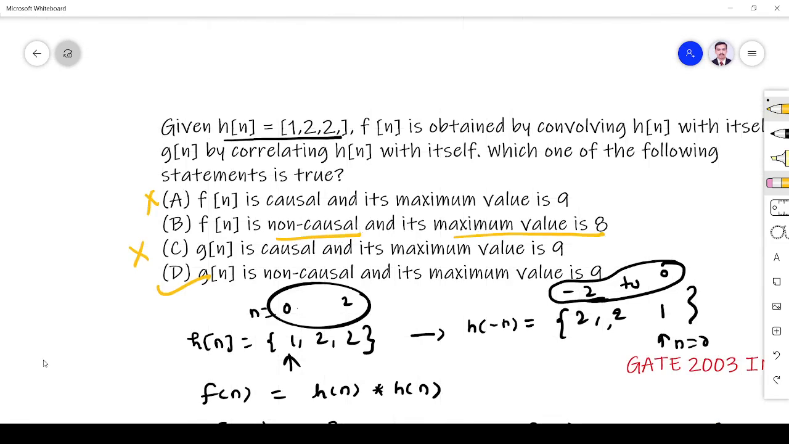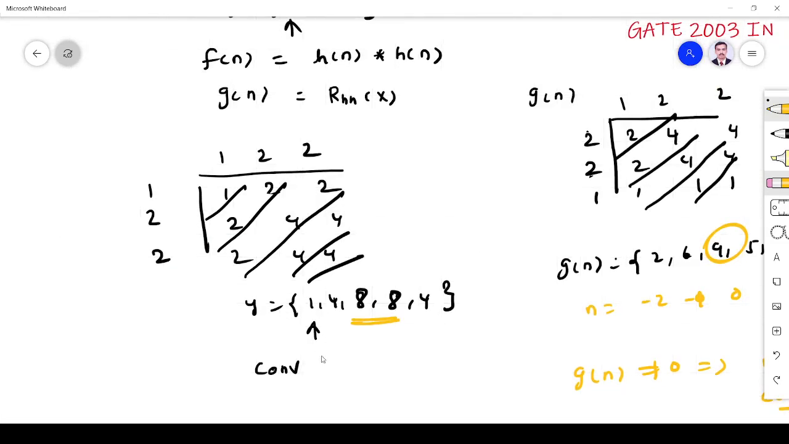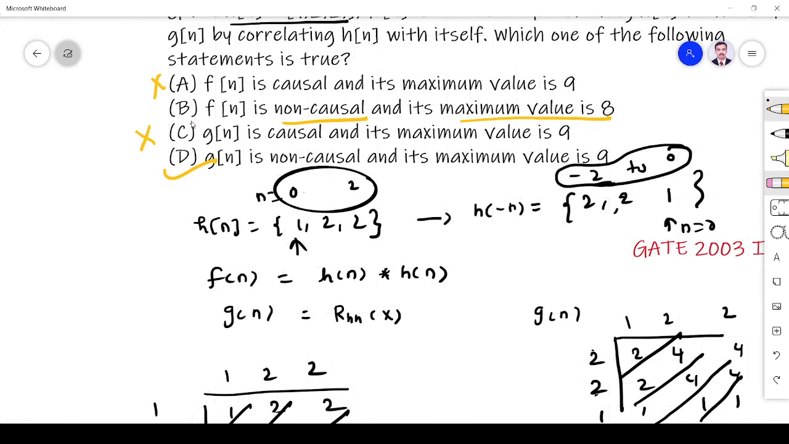F of n has a maximum value of 8, but is it not causal? No, it is causal. Why is it causal? Because it starts from n is equal to 0 only. So it is causal, it is not non-causal. So this is wrong. Option D is the right answer.